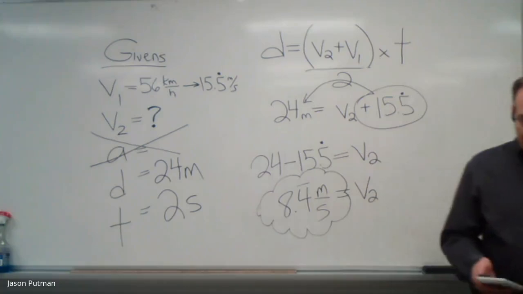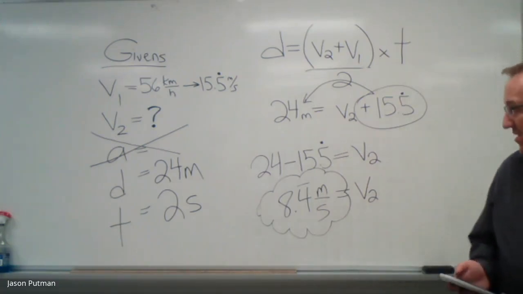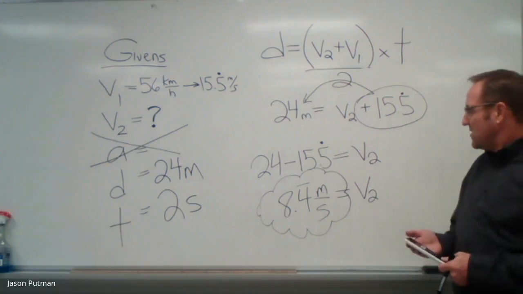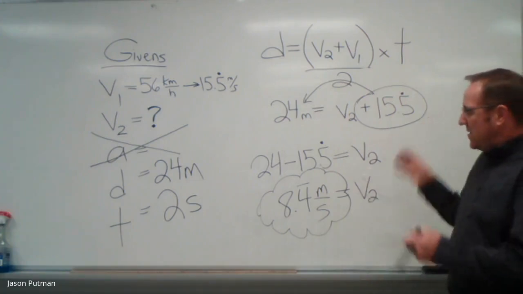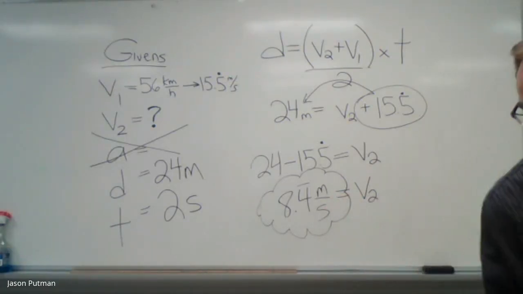It's not ridiculous. Your answer can't be greater than 15 because that's the speed you're starting at. You can't get to 0 because if you got to 0, it would never hit the wall. So there could be a math error here, but 8.4 isn't preposterous. And that's always what you should check.